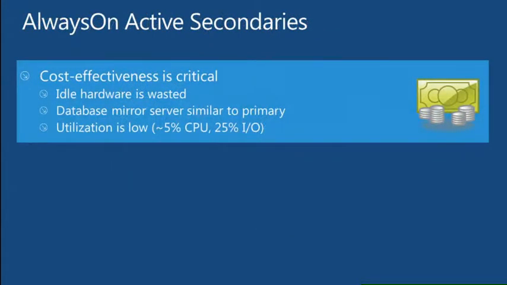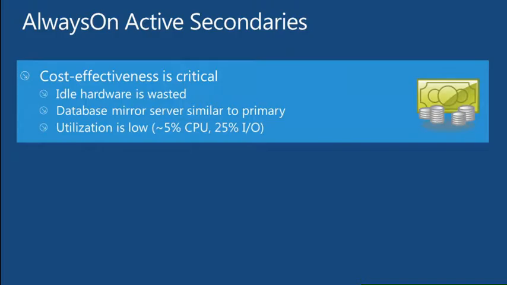Okay, so we are in interesting times, a lot of economic crises. We need to make sure that we are cost effective, that whatever hardware we use for whatever purpose, in this case high availability, is used efficiently, right? So we don't want secondaries that are just waiting for a failover to happen and not do anything else.